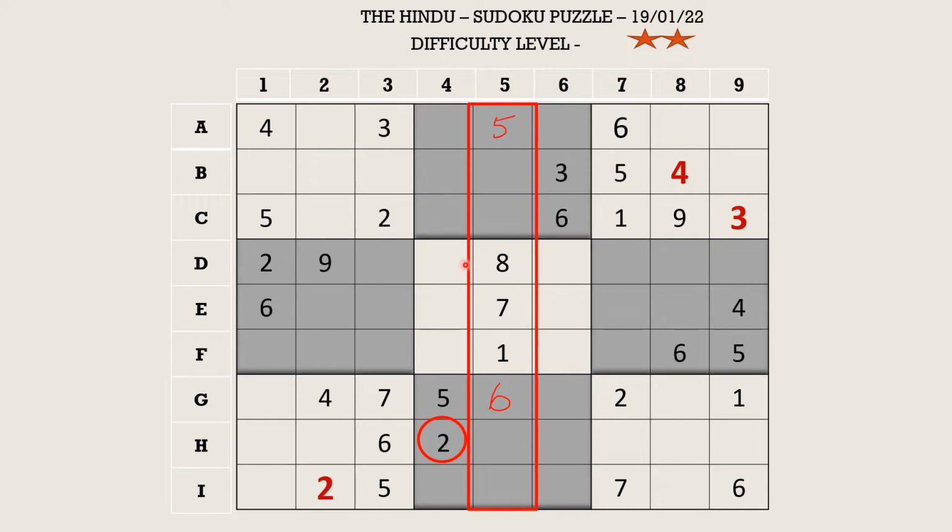There is a 2 in H row which blocks 2 in these 2 cells. There is a 2 in C row which blocks 2 in this cell. So B5 takes 2.